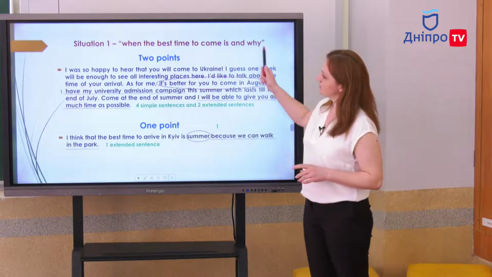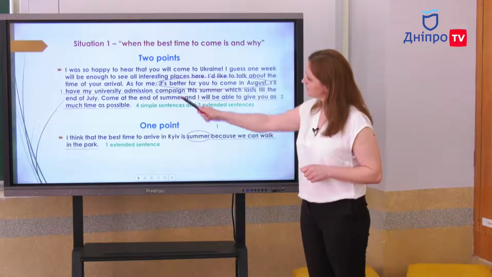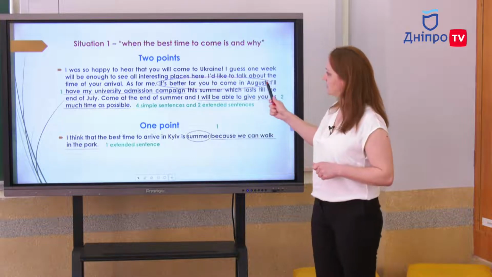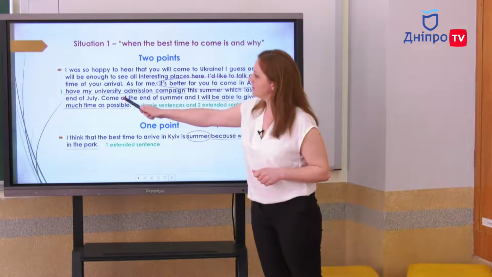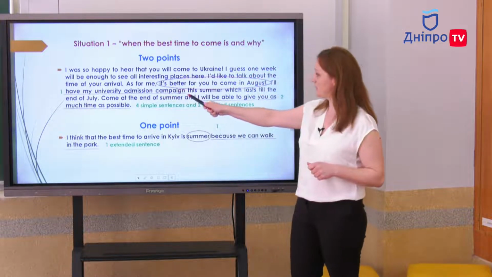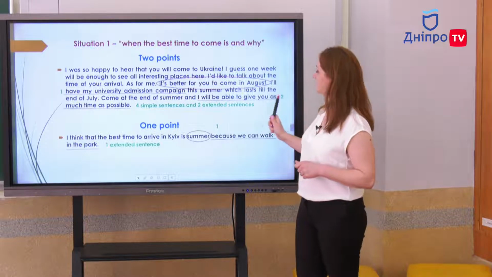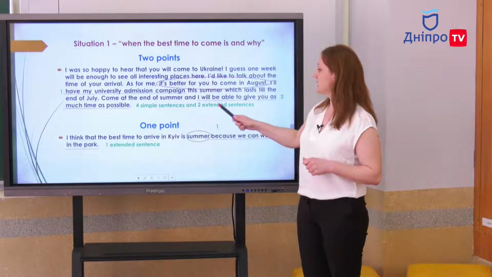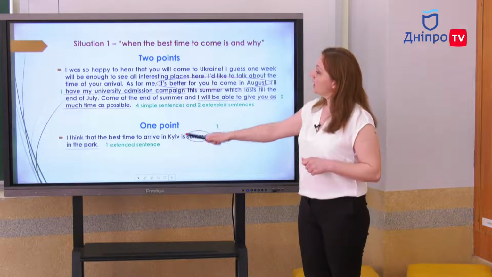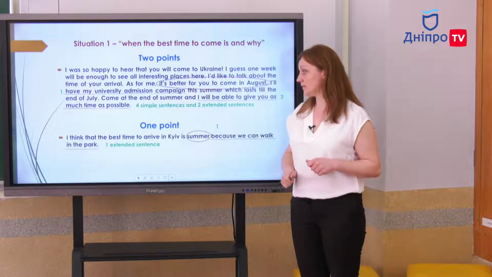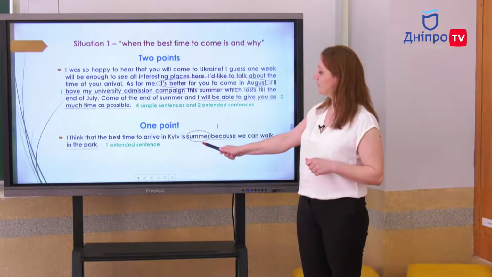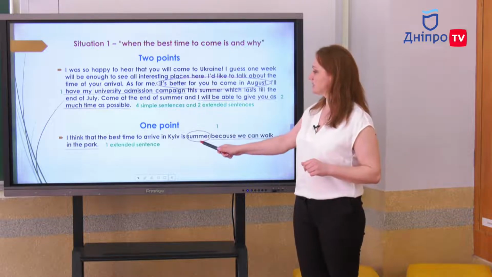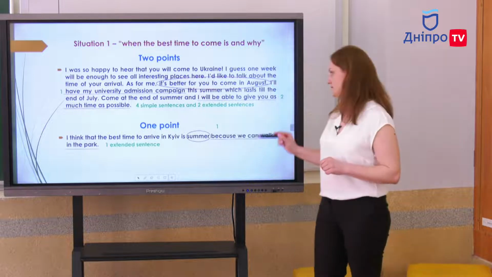And firstly, the first situation which we mentioned before. The first example gets 2 points because the time is mentioned, to come in August, and 2 reasons are here. Because I have a university admission campaign, and one more, I will be able to give you as much time as possible. Here we also have 4 simple sentences and 2 extended sentences. The second example gets only 1 point because we have time mentioned, but only 1 reason why a friend should come in summer, and only 1 extended sentence.